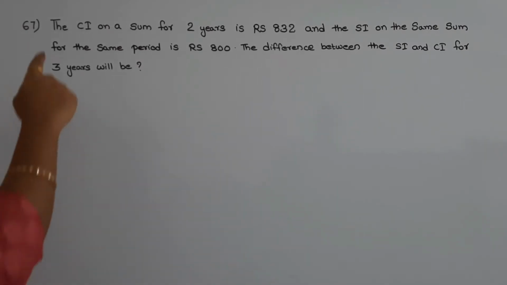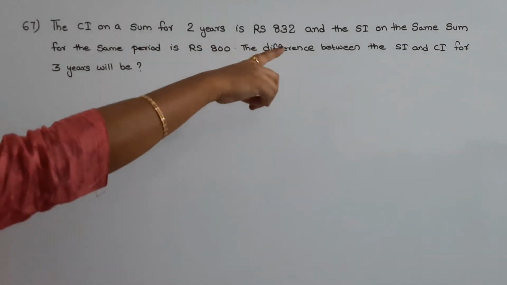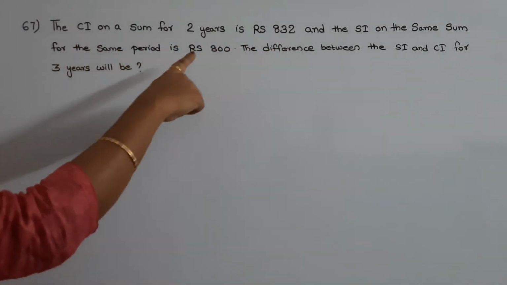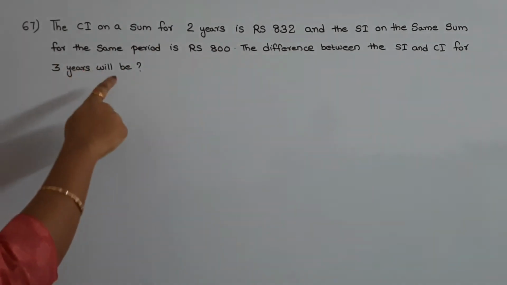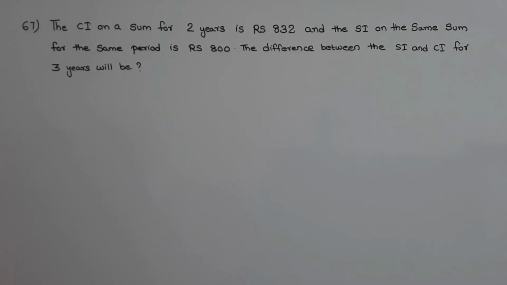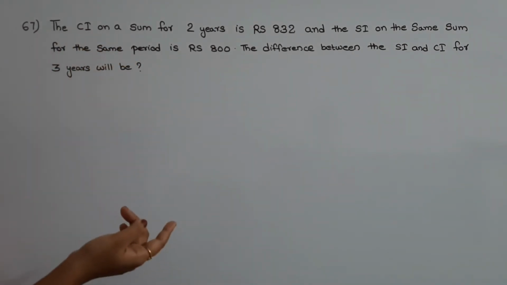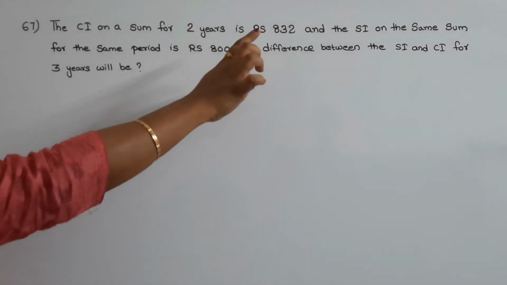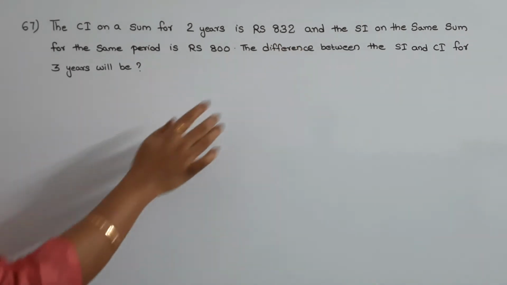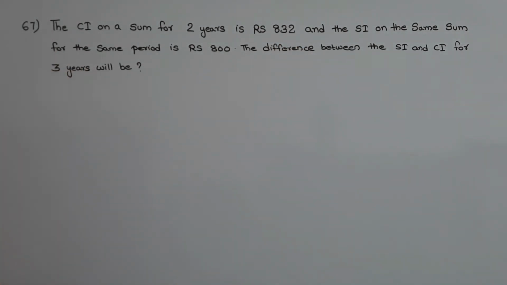67th question is, the compound interest on a sum for 2 years is rupees 832 and the simple interest on the same sum for the same period is rupees 800. The difference between the simple interest and compound interest for 3 years will be. So in this question they have given the compound interest and the simple interest for a particular value of principal for a time period of 2 years. We need to find out the difference between the simple interest and compound interest for the same principal for a time period of 3 years.